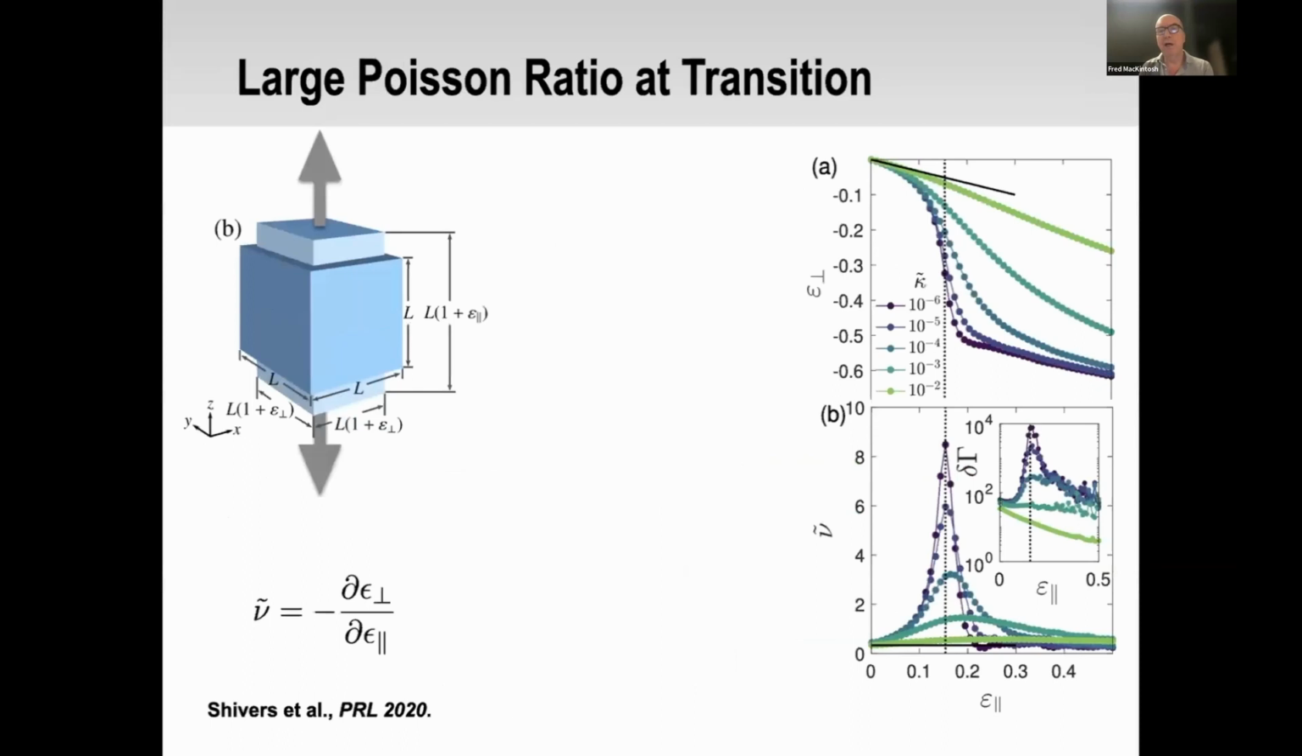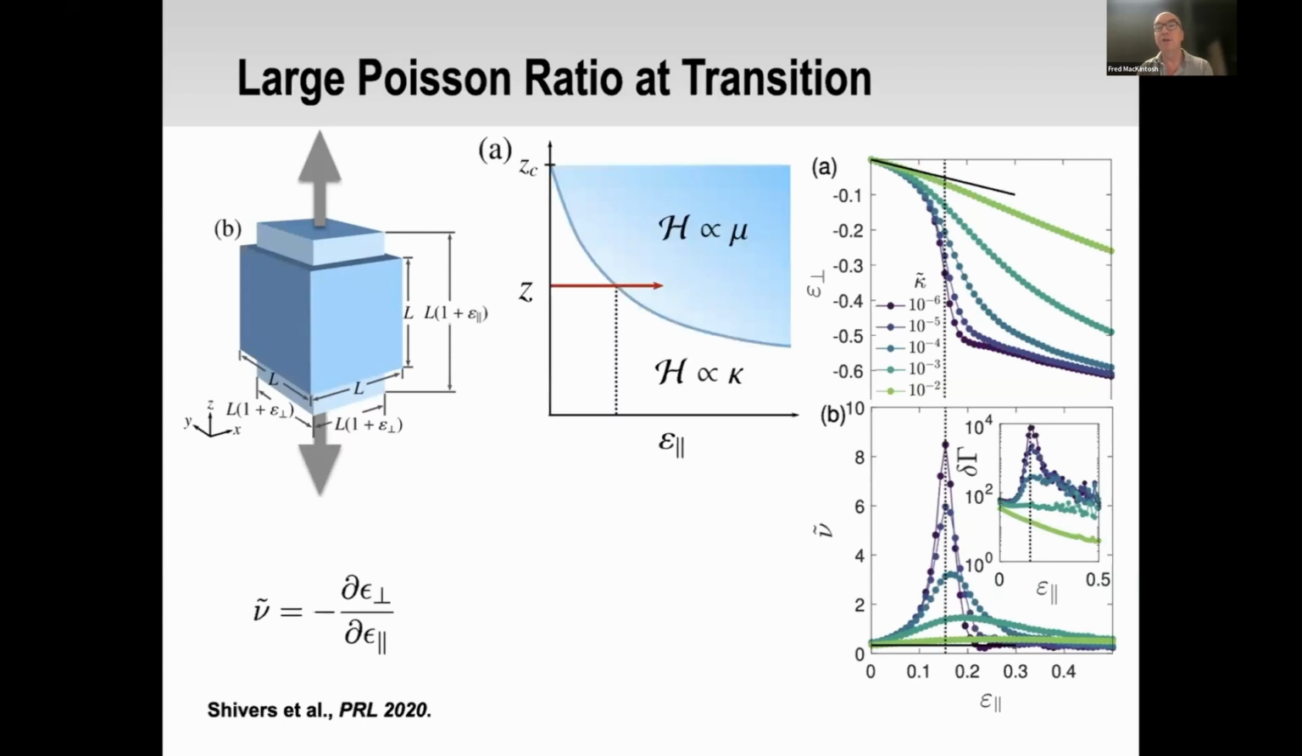And so what Jordan has showed a couple years ago is that this sort of signature of a peak in what is now a differential form of the Poisson ratio, derivative of transverse strain with respect to longitudinal, it actually peaks to values of order 10, consistent with experiments. And it does so in a way which coincides with those non-affine fluctuations I was telling you about.